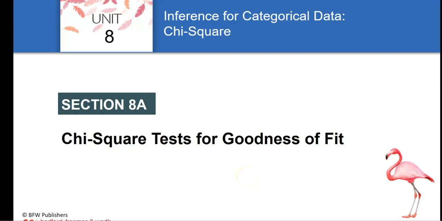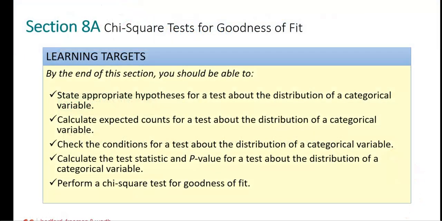Okay, if you're in AP Biology or you're taking that class before, you know a little bit about chi-squared. So we're going to learn about the first part of doing a chi-squared test for goodness of fit.